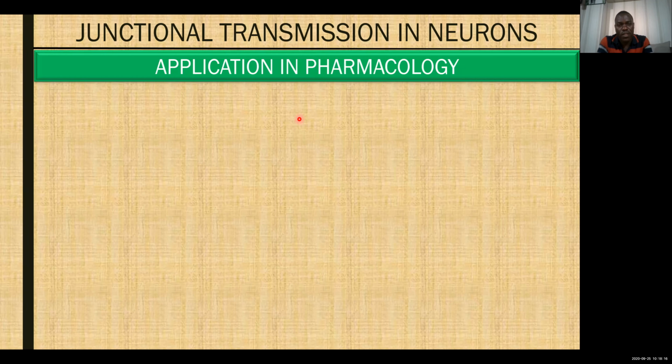What's the importance of junctional transmission in neurons? The importance of junctional transmission in neurons can be applied in pharmacology, in the manufacture of drugs, in the giving of drugs, and this is what you'll be doing, and that's why it's very important that you understand this. Now, in terms of pharmacology, you remember this is chemicals, so what we are interested in here is more of the chemical synapse, the importance of chemical synapse in medicine.